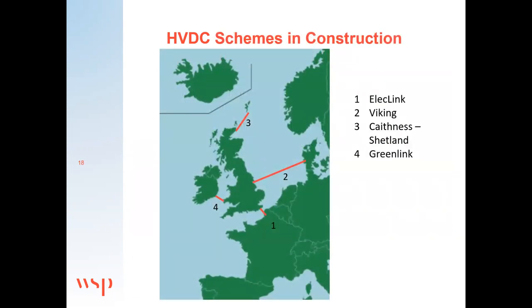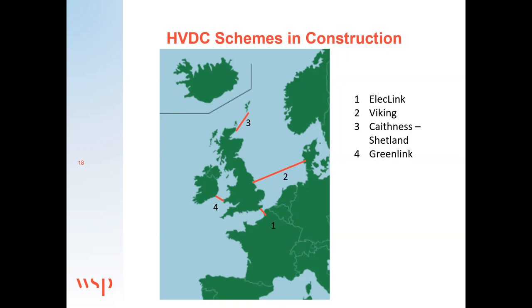In construction, we have four HVDC schemes. The ElecLink scheme runs through the Channel Tunnel. It's, I believe, waiting for final safety approval from, I think, the French authorities before it gets commissioned. It's been there for quite some time, I'm afraid. But an interesting concept, rather than laying a cable in the bed of the sea, it runs through one of the railway tunnels. The Viking Link to Denmark, again very long, 700 kilometers.